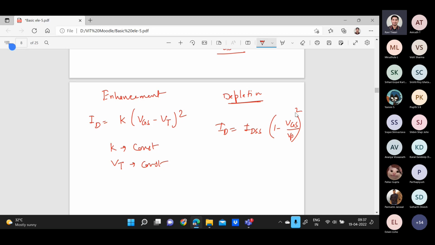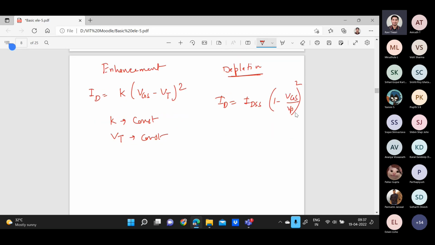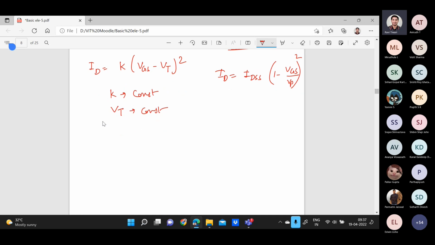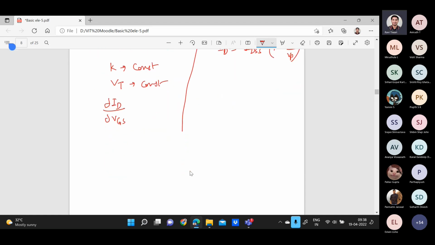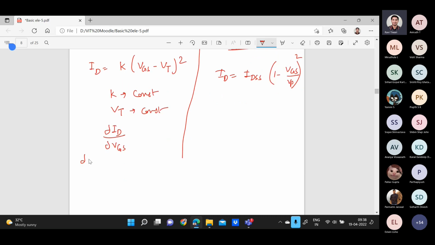If I say the rate of change of current in depletion mode, for example, you have to find the rate of change of ID with input voltage. That means if you are changing VGS, what change will you get in ID? So you can differentiate the equation with respect to VGS. If you differentiate, what do you get? You will get 2K(VGS minus VT). I think it's correct, na?